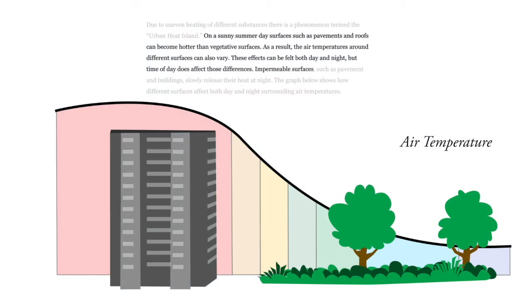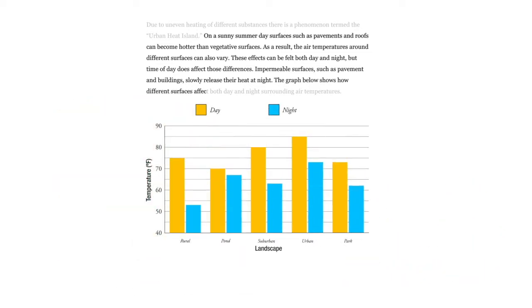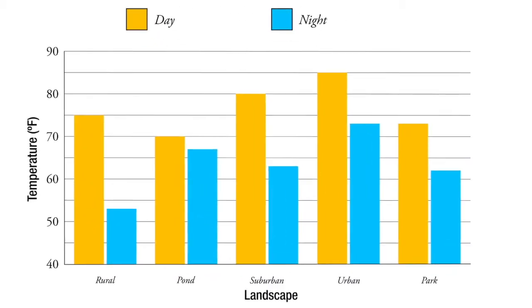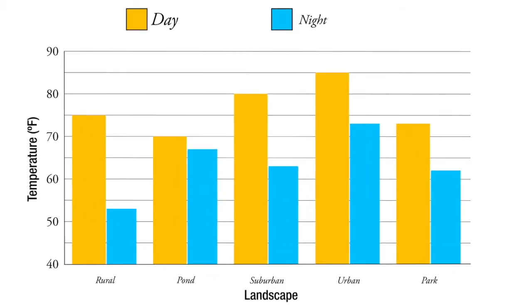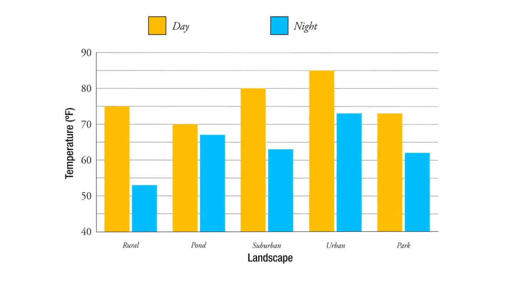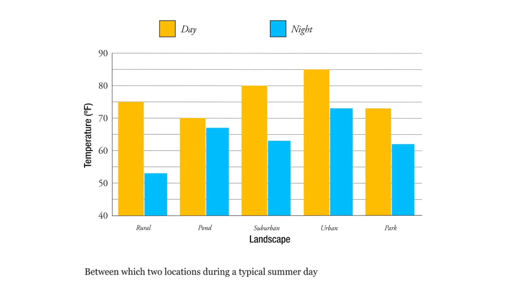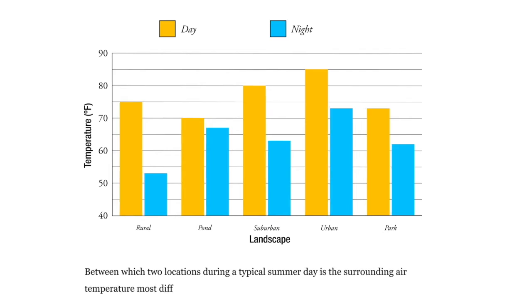Impermeable surfaces, which means surfaces that don't absorb water, such as pavement and buildings, slowly release their heat at night. The graph below shows how different surfaces affect both day and night surrounding air temperatures. And then you have this graph, and you can see the day temperatures are here, and the night temperatures are here. And so the question is, between which two locations during a typical summer day, that's important, so we're looking at these graphs, is the surrounding air temperature most different?